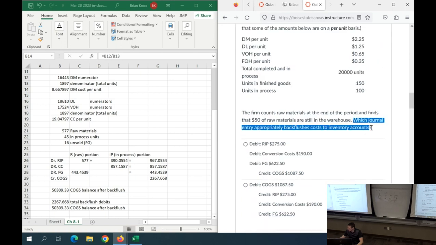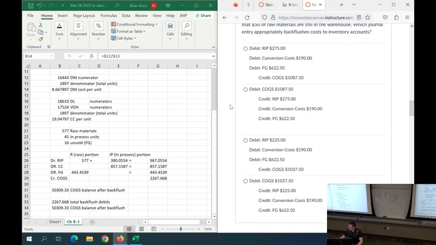So which journal entry appropriately backflushes cost to inventory accounts? Let's just look at these to start. Two of these cannot happen. They are not a backflush. Two of them are debiting cost of goods sold, increasing cost of goods sold.